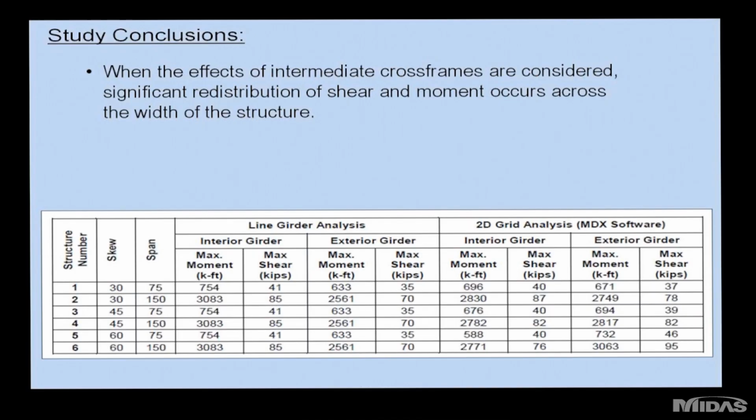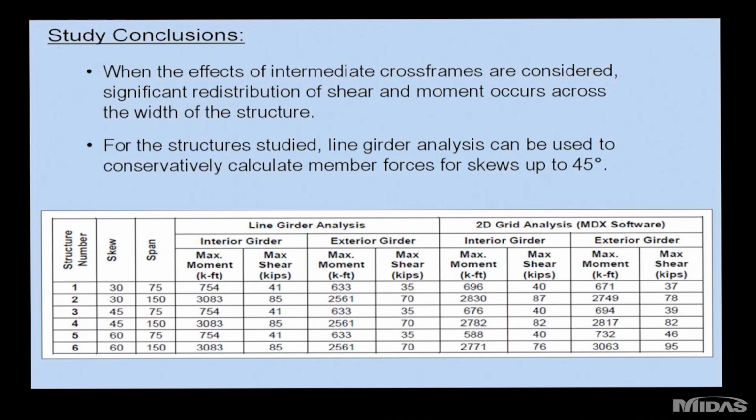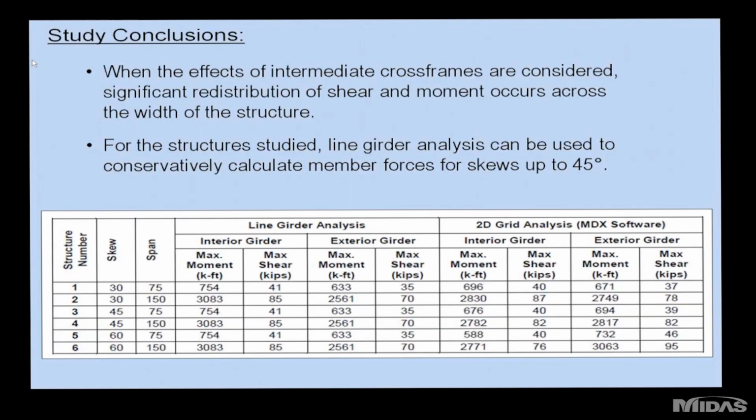So we made some pretty straightforward conclusions from this study, and I'll walk through the important ones here briefly. As expected, there's a significant difference between the results obtained between the line girder model and any model including cross-frame effects. But in general, line girder analysis was conservative for the calculation of moments and shears because the distributing effects of the cross frames generally lowered the moments and shears on the individual girders.